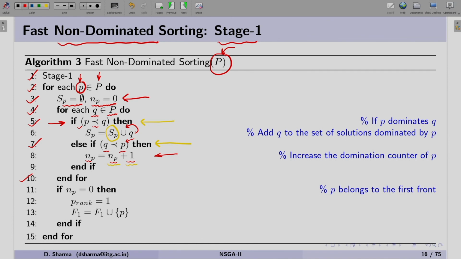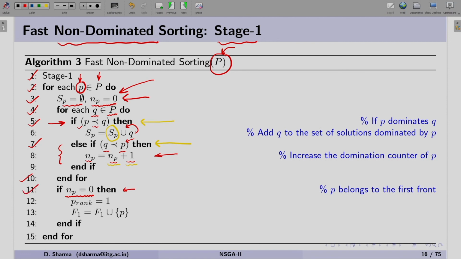Here you can see that we are not comparing P versus P. Thereafter, we will look: is there any solution which has NP equals to 0? So what is the significance of NP equals to 0? If we look back at step number 7, it says that if any solution Q is dominating P, only then will we increase the counter of NP. If it is not, then NP, which we initialized as 0, will remain the same.